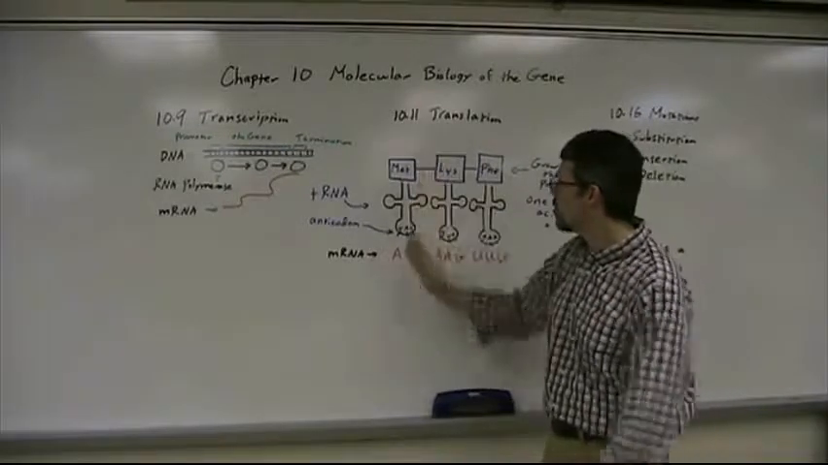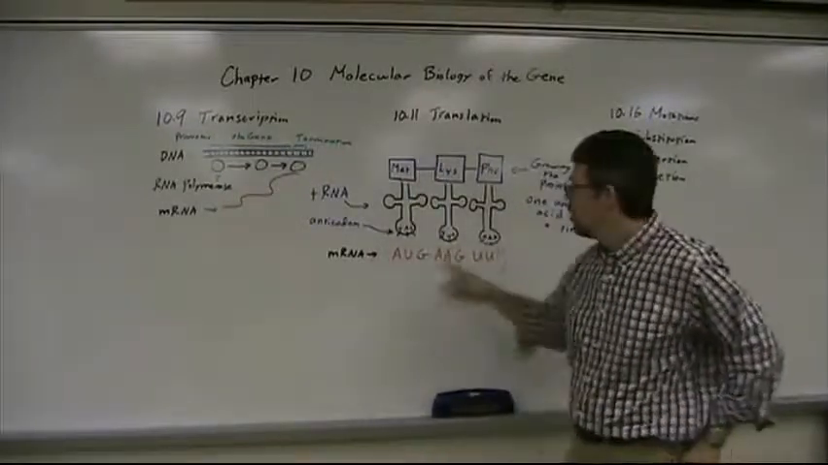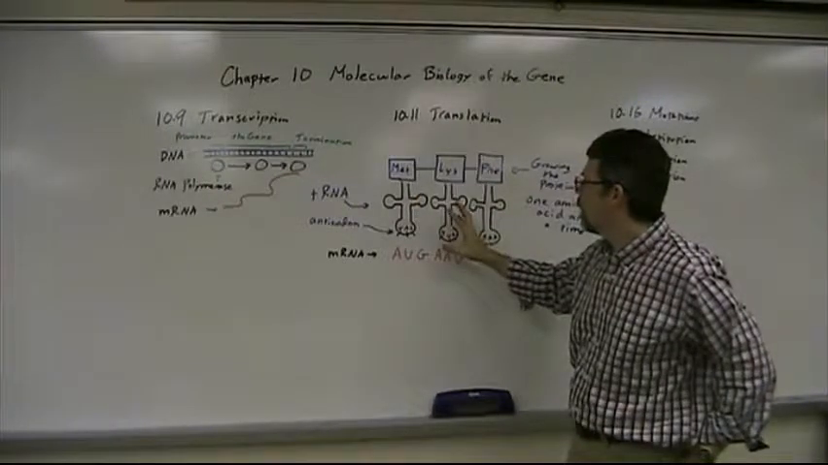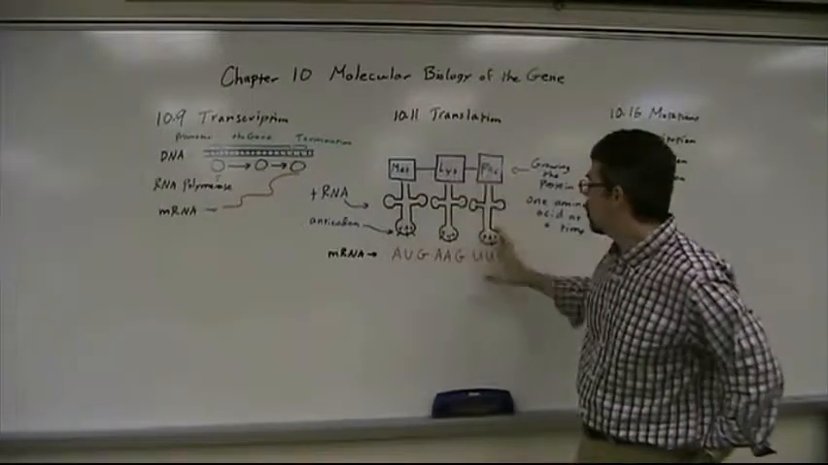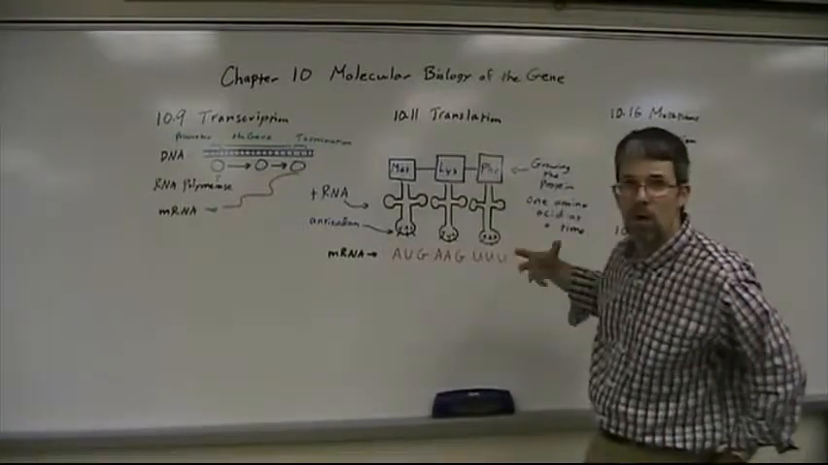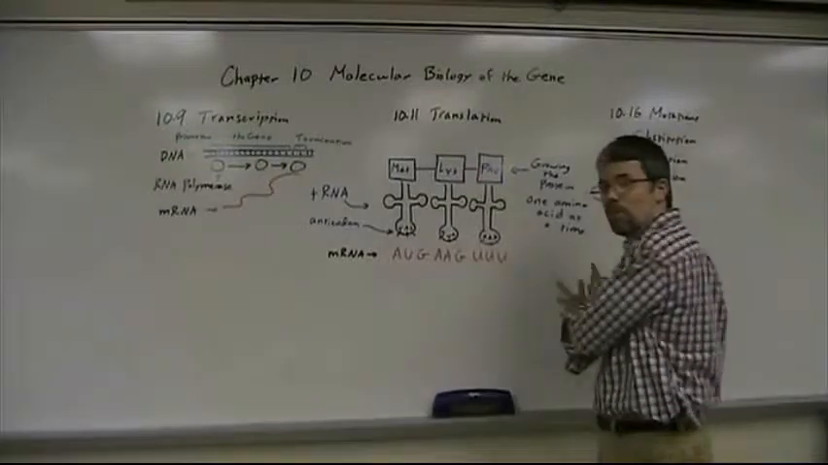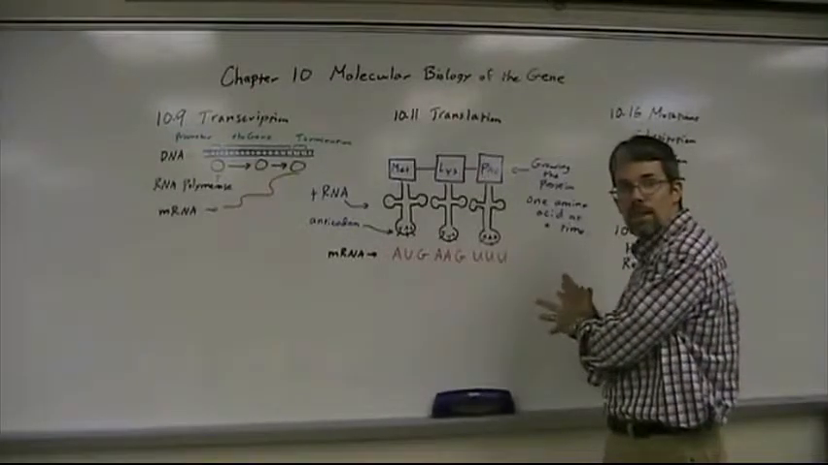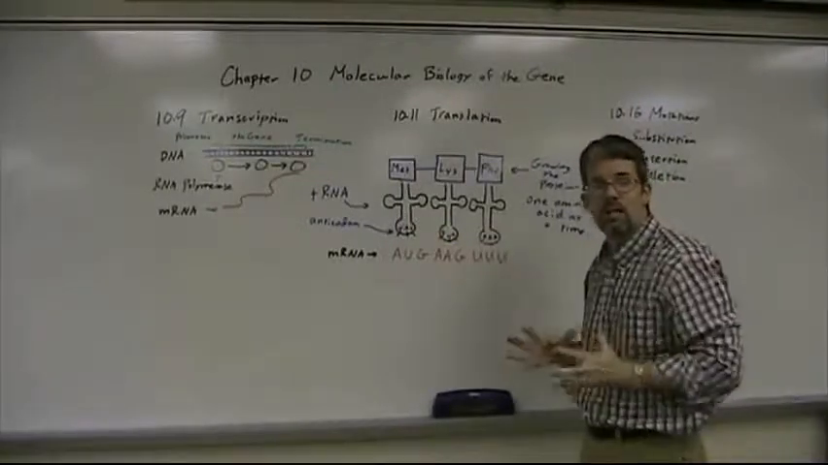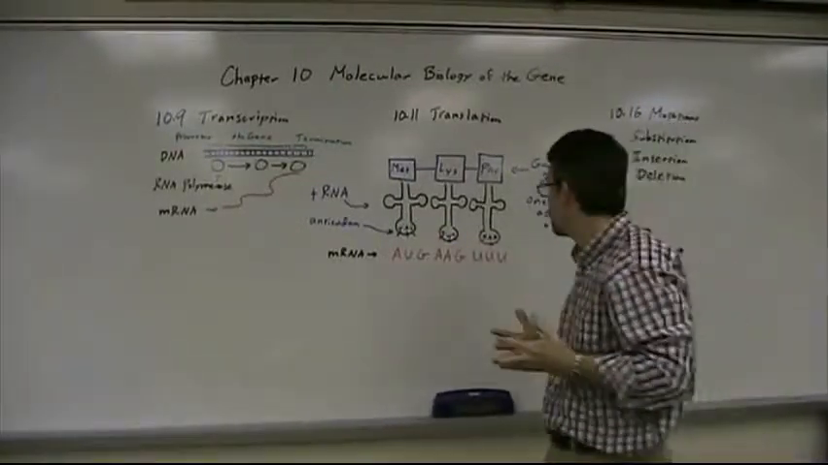So the first transfer RNA will come in, bring in the first amino acid. Then the second transfer RNA will come in, bring the second amino acid. Then the third transfer RNA will come in and bring the third amino acid. Meanwhile, we're growing our protein one amino acid at a time. Then when we reach the stop codon, it's over. We have our string of amino acids which gets configured into a protein. This happens at the ribosomes.